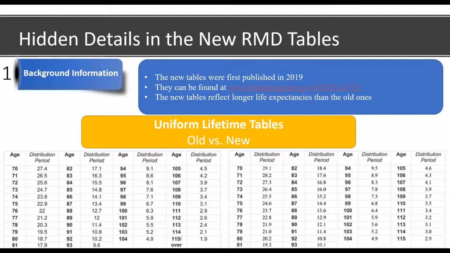And here's the new table. You can see just at a cursory glance that the numbers are different under the new table. And to pull out an example, for someone who is 72 and is calculating their first RMD, what we used in the past was a life expectancy factor of 25.6 under the old table. In the new table, we use a life expectancy factor of 27.3. The bigger factor means that minimum distributions are smaller.